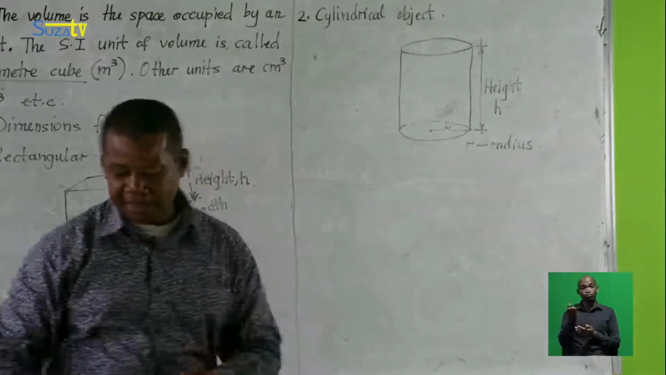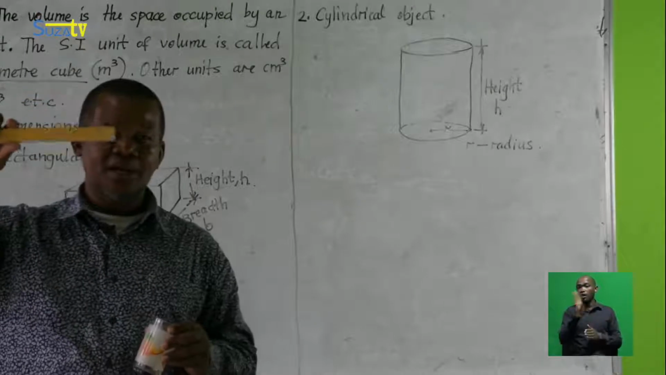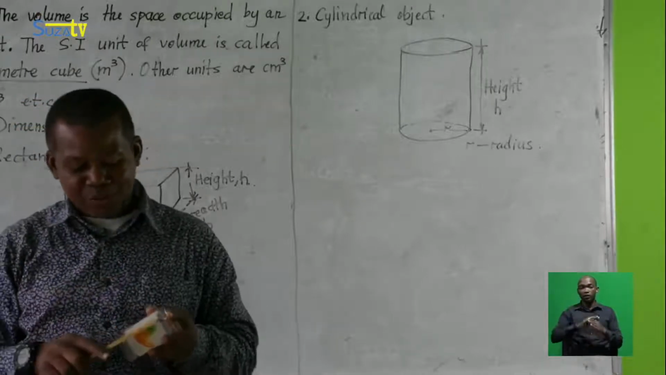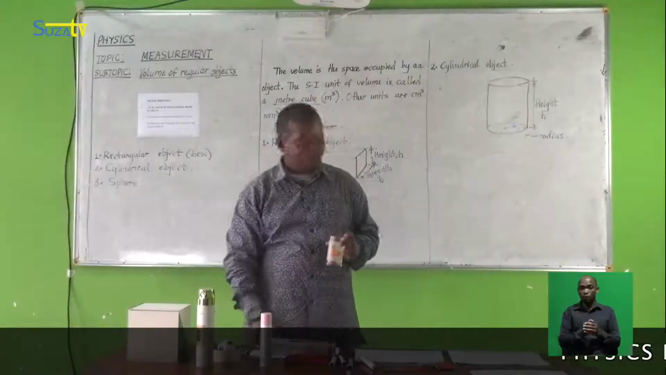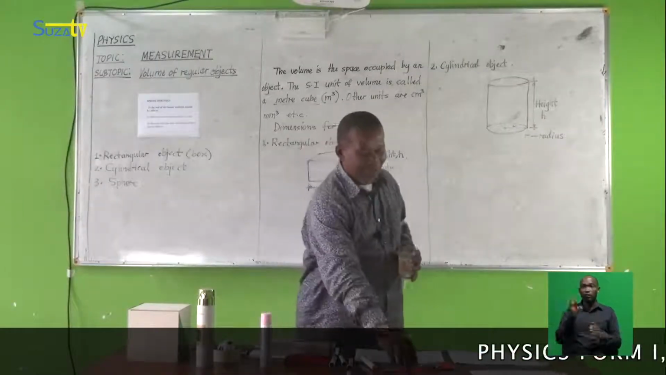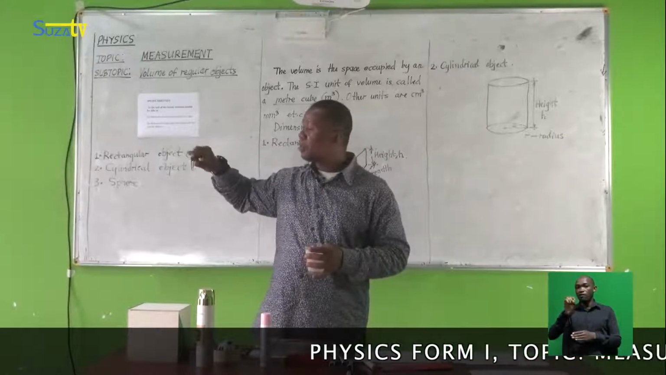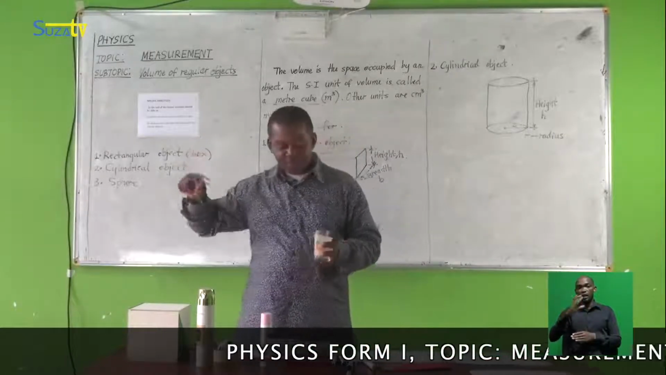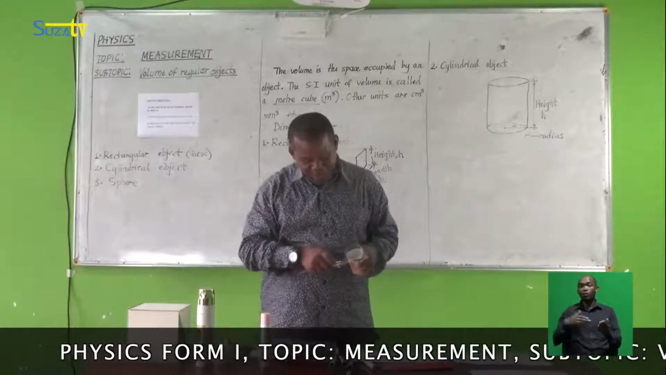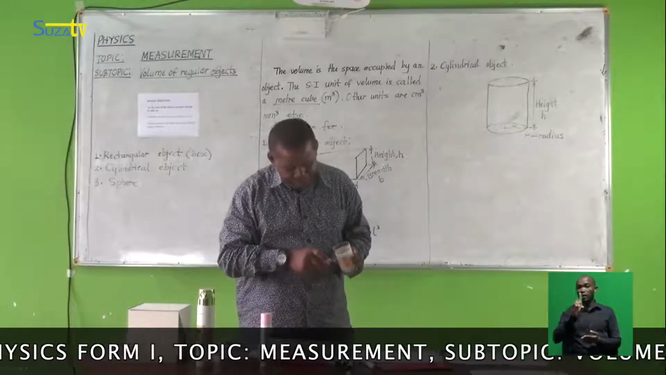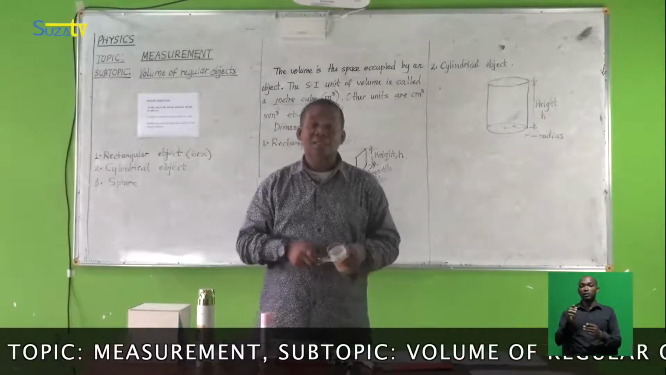For that case, in terms of height, we have to use the half meter rule to measure the height of the cylinder. Then, for the case of the radius, we have to use the vernier caliper, this one. So we have to measure the diameter. We have to measure the diameter of the glass, which is a cylindrical object like this.